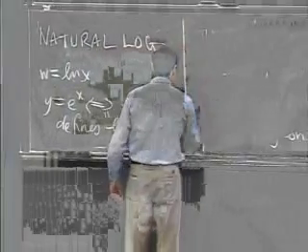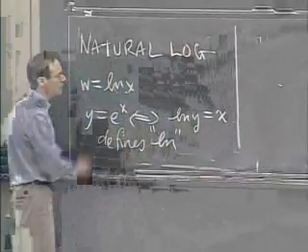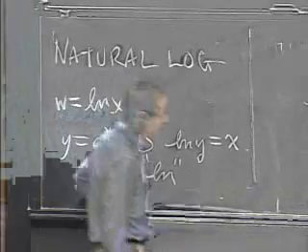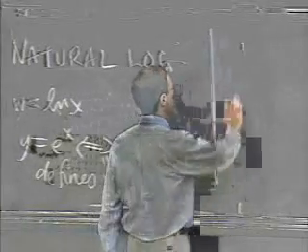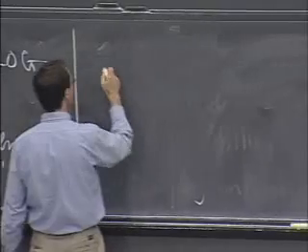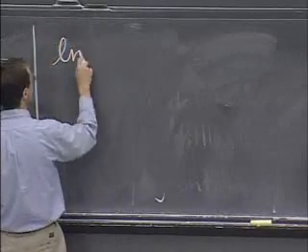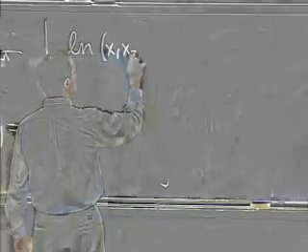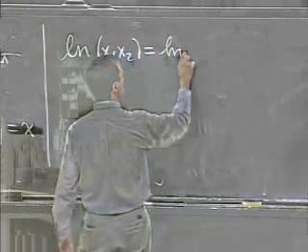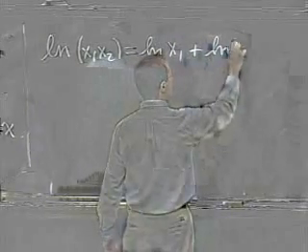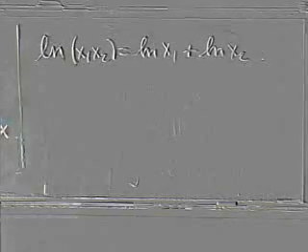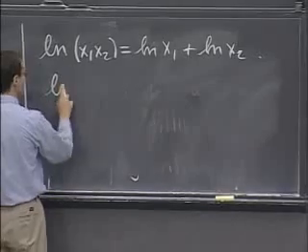Now, the logarithm has a bunch of properties, and they come from the exponential properties. And in principle, you remember these. I'm just going to remind you of them. So the main one that I just want to remind you of is that the logarithm of x1 times x2 is equal to the logarithm of x1 plus the logarithm of x2. And maybe a few more are worth reminding you of.